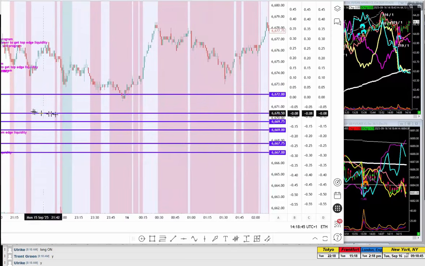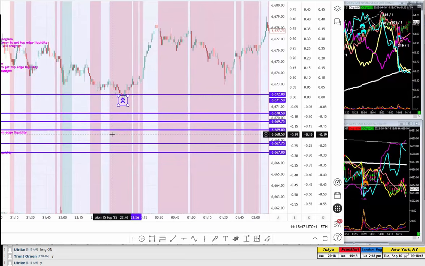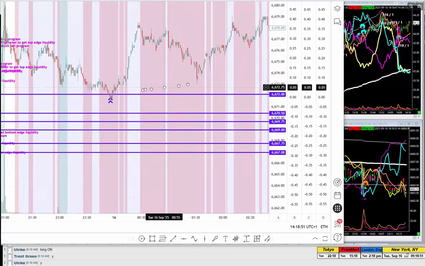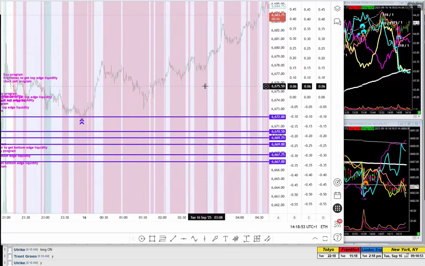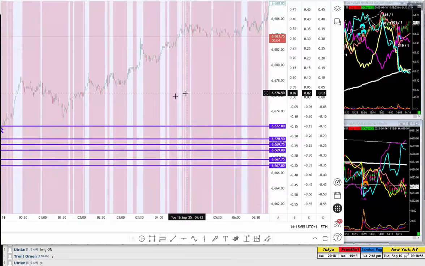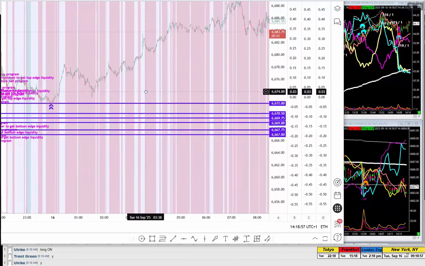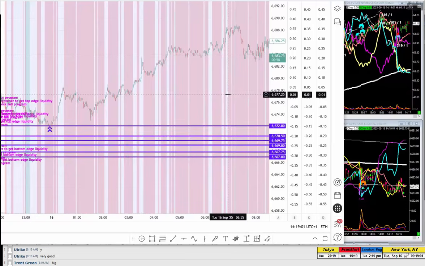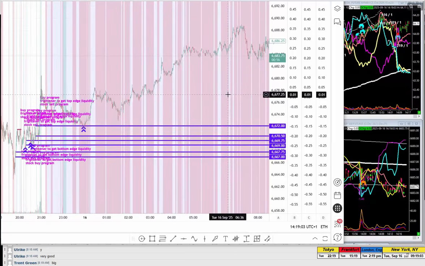Well, there was a nice early session trade here for a possible buy trade off of one of the key levels. And how did the buy trade do into the London Open, guys? Any good?